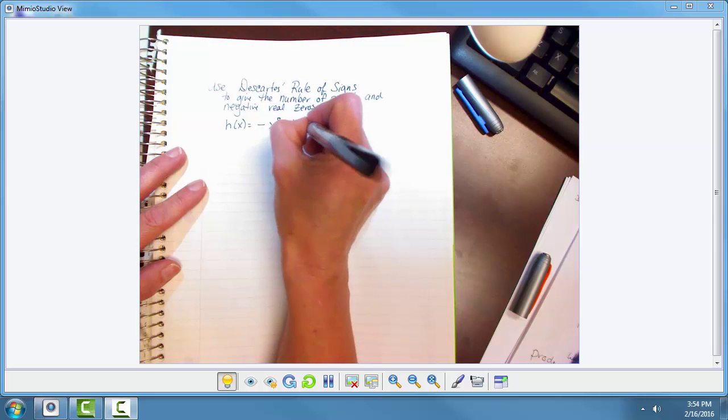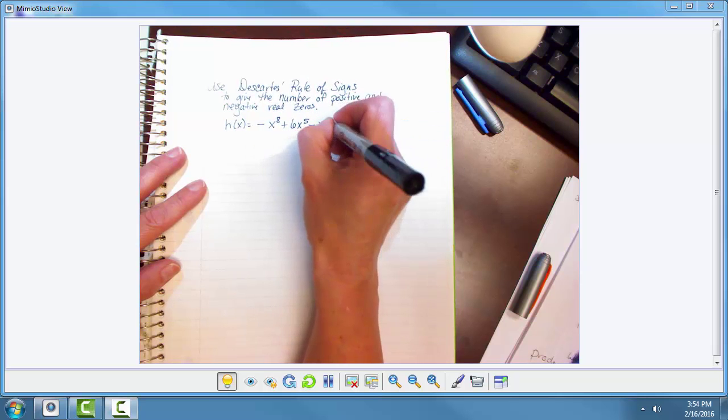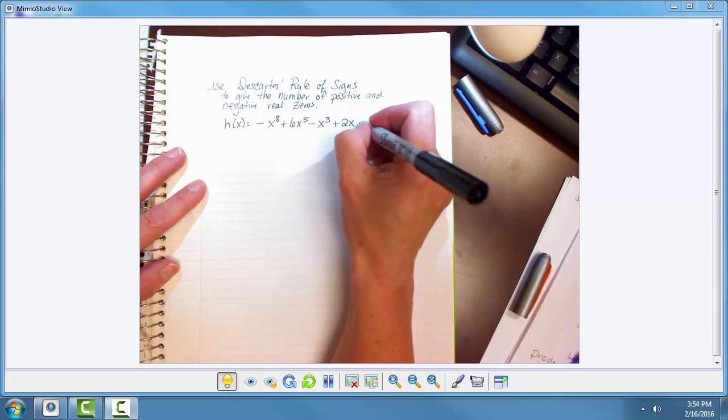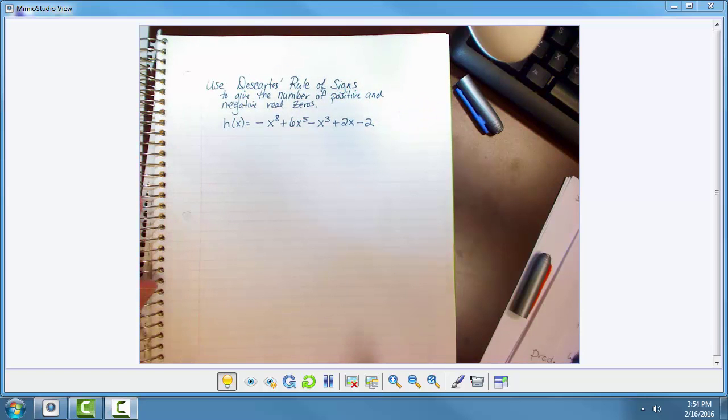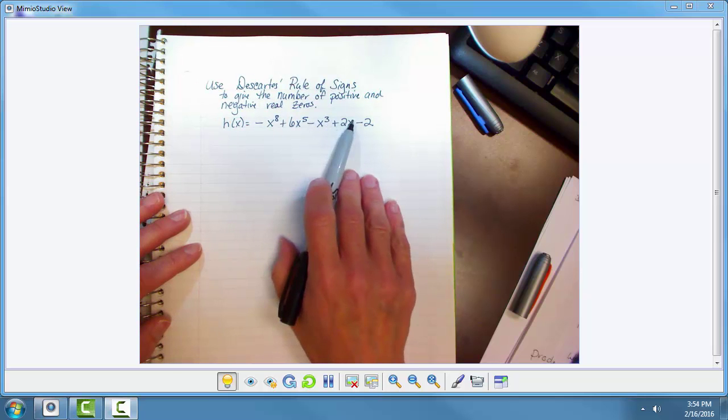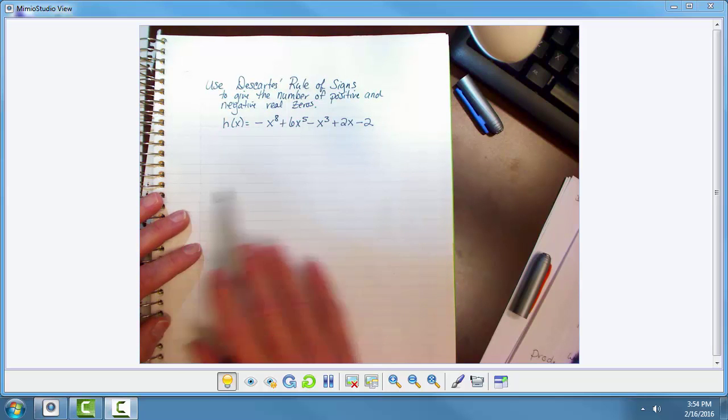negative x to the 8th plus 6x to the 5th minus x to the 3rd plus 2x minus 2. Now notice how it's written in descending order. All the powers go down, 8, 5, 3, 1, none. So it's already in descending order.